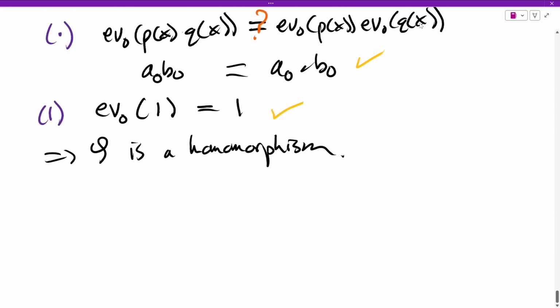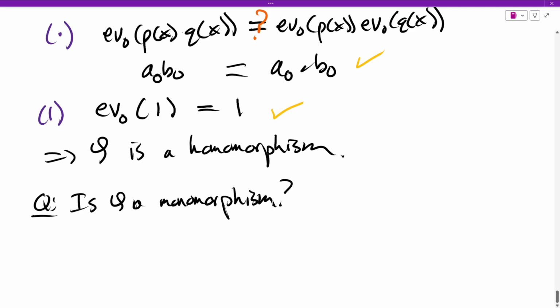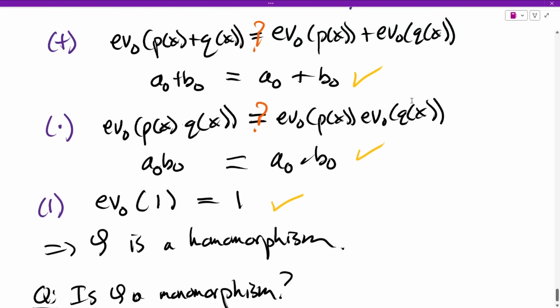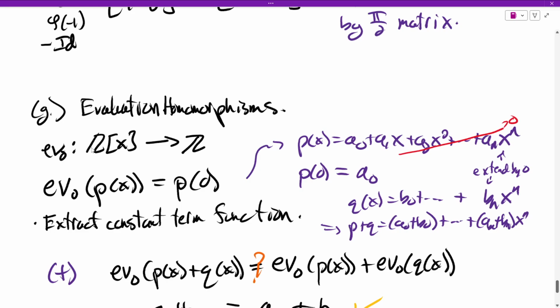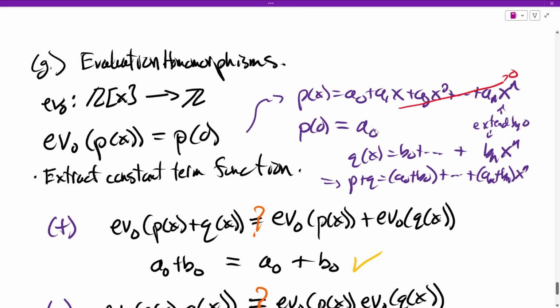Fantastic. Now let's ask the following question. Is phi a monomorphism? Now we have some intuition here. What is happening is we have kind of a lot of Z's. We have a Z for each degree, right? Because we can have any integer for the constant term, any integer for the linear term, any integer for the quadratic term, and so on. The terms have to eventually be 0, but we have a lot of Z's here. And on the right-hand side, we only have one Z.